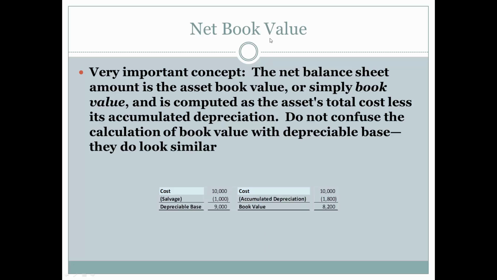Next, we want to look at a concept called net book value. This is a very important concept. Net book value is the asset book value or simply book value and is computed as the asset's total cost less its accumulated depreciation. Do not confuse the calculation of book value with depreciable base. They do look similar. So this is the calculation of depreciable base. Same information, but now we're looking at it in relationship to accumulated depreciation, and we're looking at book value. Book value will be important in several different concepts we're going to be looking at in the rest of this lecture.